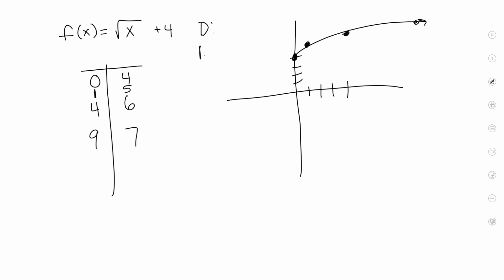What's the domain? Here's the left side. Where is that at? 0. So everything has to be bigger than or equal to 0. And the range, here's the bottom. Yep, greater than or equal to 4.